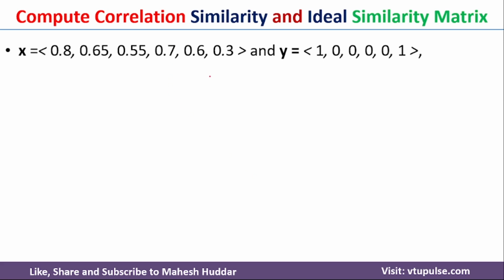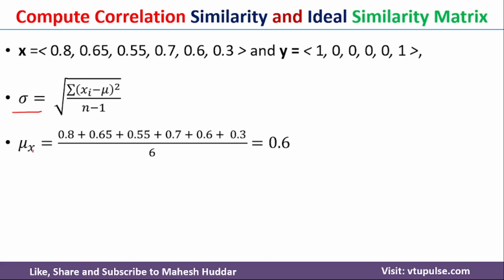If you want to calculate the correlation between these two vectors, we need to calculate the first one, known as the standard deviation, and one more thing called covariance. First, we will calculate the standard deviation. The equation for standard deviation is the square root of the summation of (xi minus mu) squared divided by n minus 1, where mu is the mean in this case. So if you want to calculate standard deviation, we need to know the mean of that particular vector. So first we will calculate the mean with respect to x. Add all these values and divide by 6, that is nothing but 0.6 over here. This 6 is nothing but the number of elements.